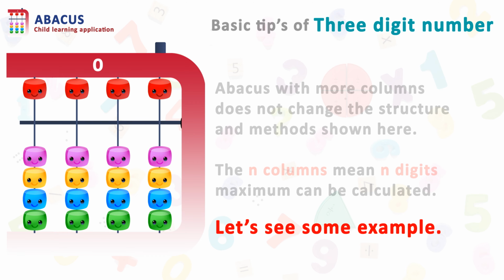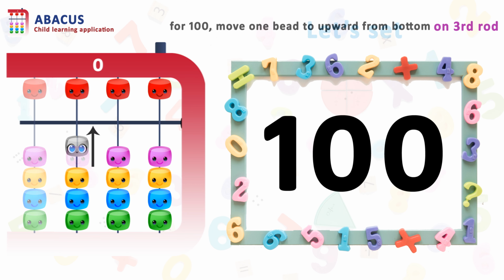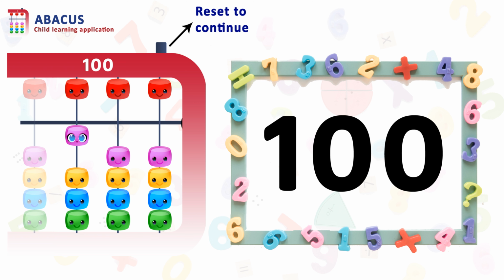Let's see some examples of 3-digit numbers. Here we have the example of the number 100. So let's set 100. For 100, move one bit upward from the bottom on the third rod. That's it. Before we go to the next example, we have to reset the abacus.